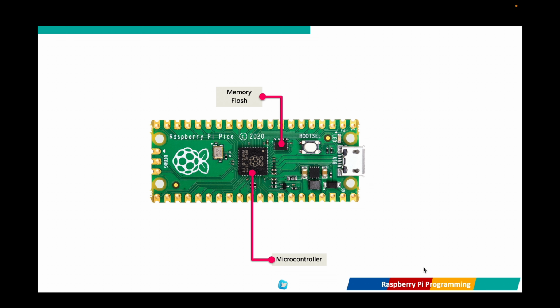Instead of using a micro SD card for storage, it comes with 2 MB of onboard flash memory, where users' programs are stored. The Pico operates at 1.8 volts to 5.5 volts, making it highly flexible for battery-powered applications. It can be powered via USB or external power sources, such as batteries or regulated power supplies.